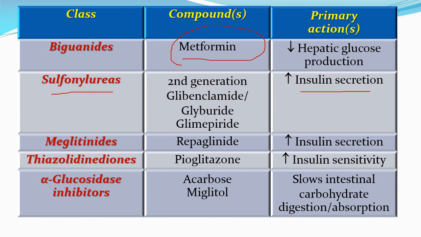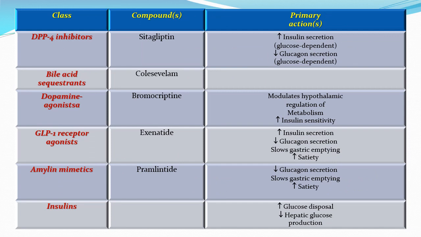The other group is called thiazolidinediones, and it acts on the receptor level, namely the liver, the skeletal muscles, and the adipose tissue. It enhances the insulin sensitivity. And the group which follows is called alpha-glucosidase inhibitors. It acts by slowing the absorption of glucose from the intestine. And then we have the very important group, which is extremely commonly used these days, which is dipeptidyl peptidase inhibitors.